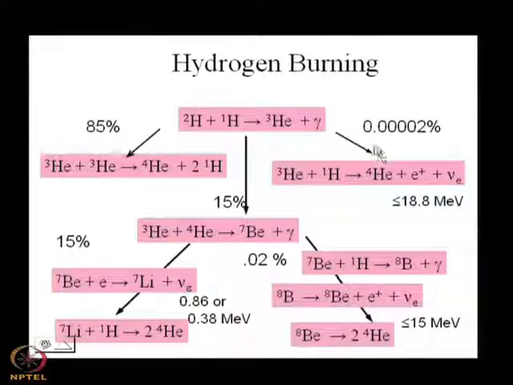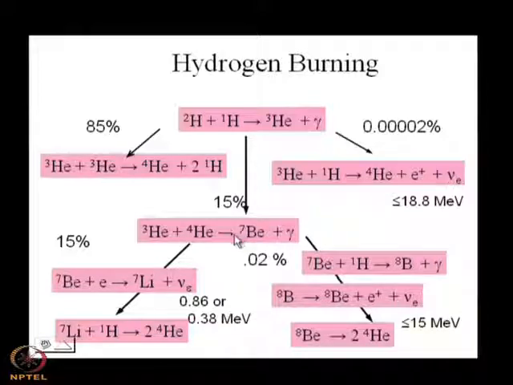Okay, but in this reaction, a very small fraction of the total helium is produced in this path, very small fraction. So we have discussed this path and this path. There is a third path. In the third path, the helium-3 which was there collides with the helium-4 which is already existing, and in this collision you form beryllium-7. Okay, and a photon is released. So 15% of the total helium is produced through this pathway.